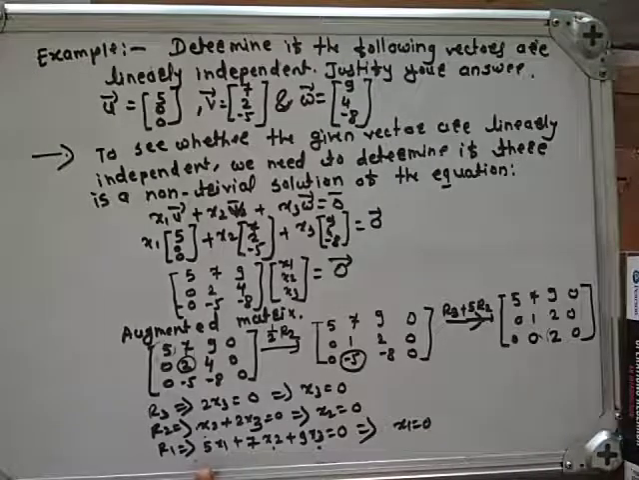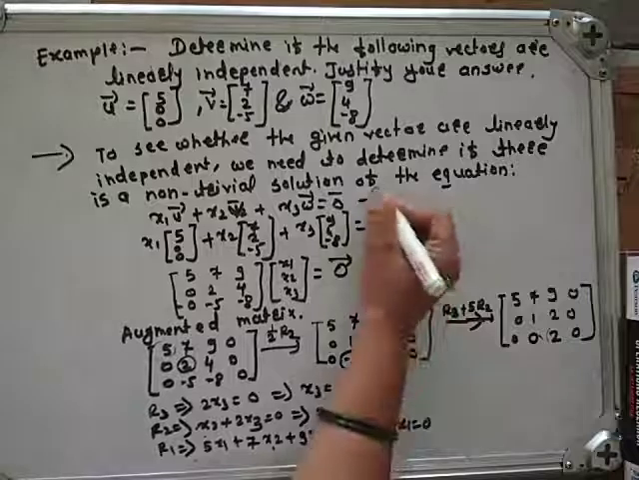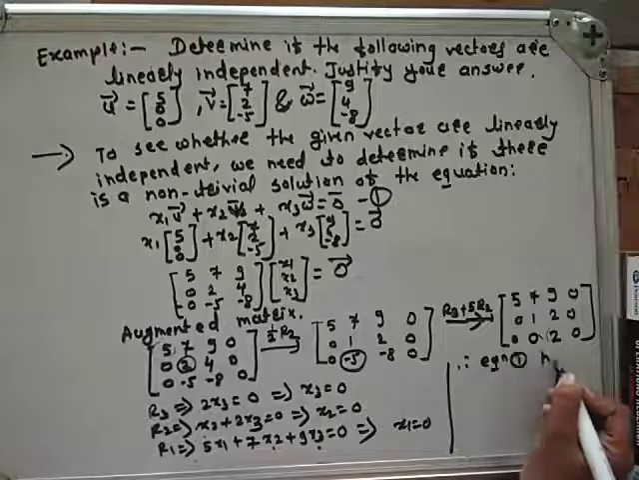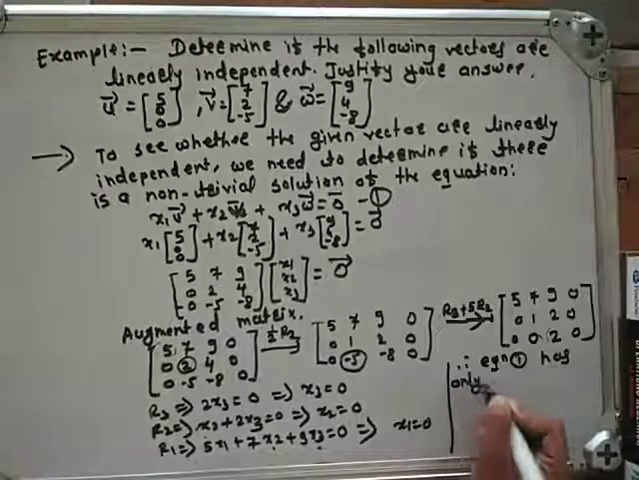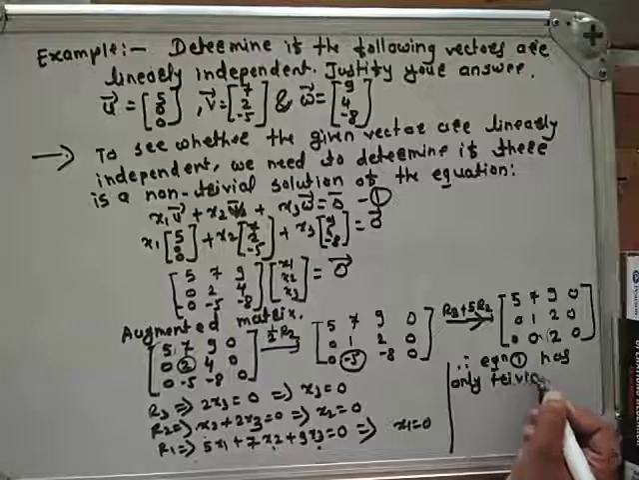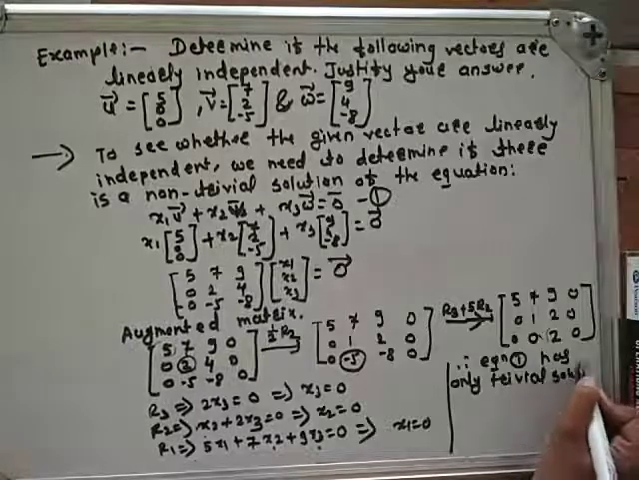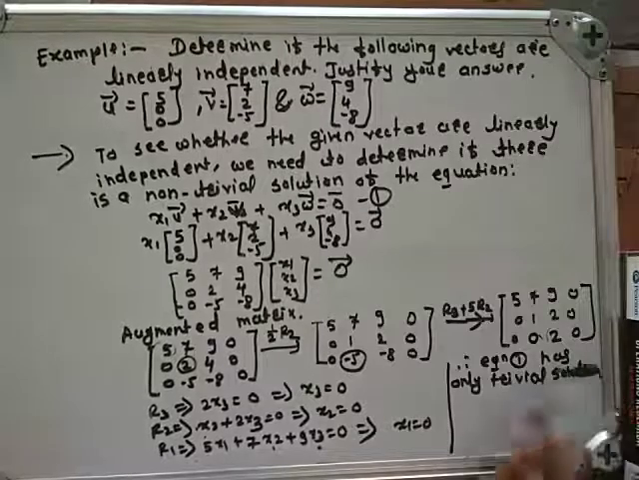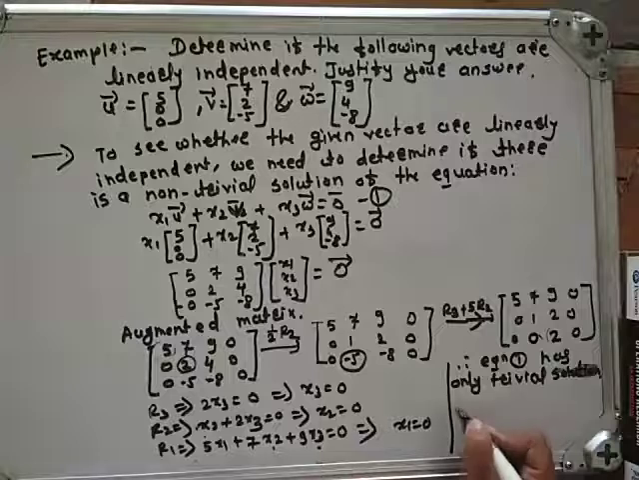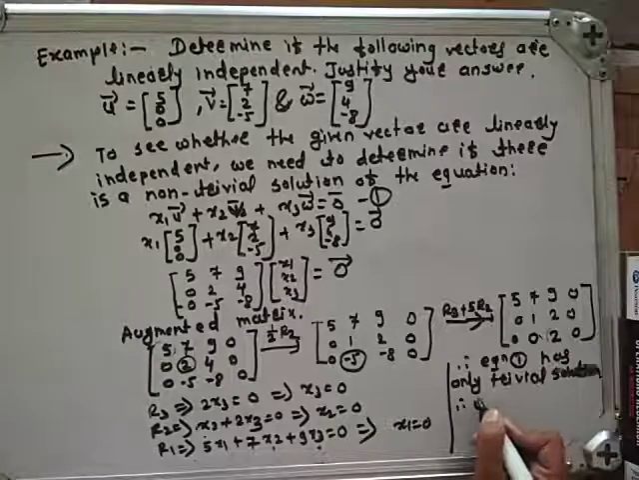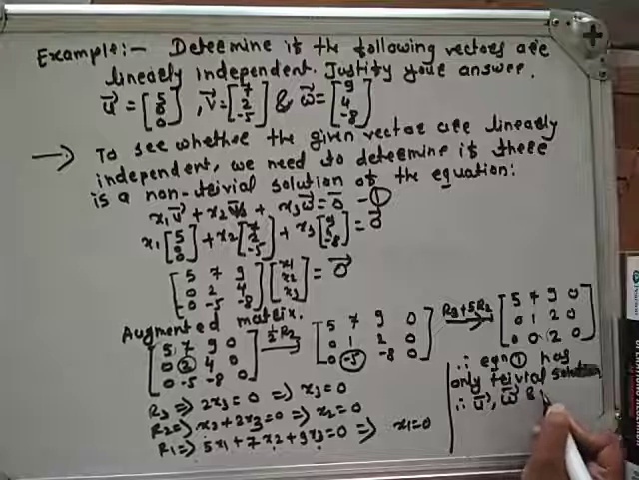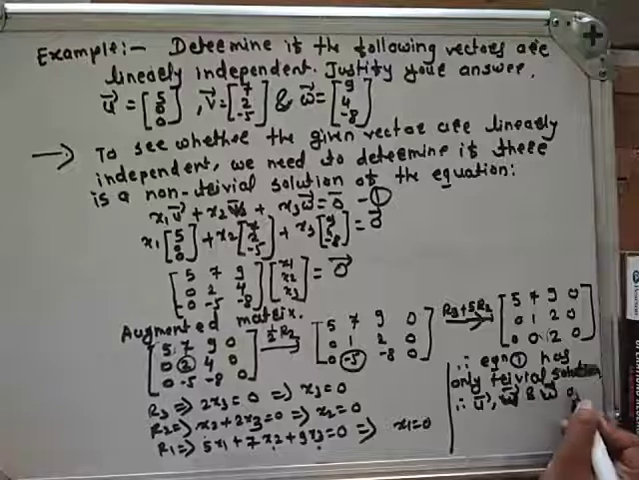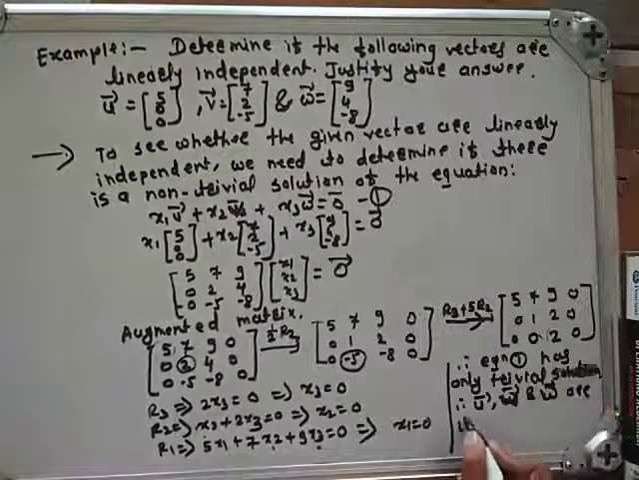So this equation 1 has only the trivial solution, that is, all values of x1, x2 and x3 are 0. Therefore the vectors u bar, v bar and w bar are linearly independent.